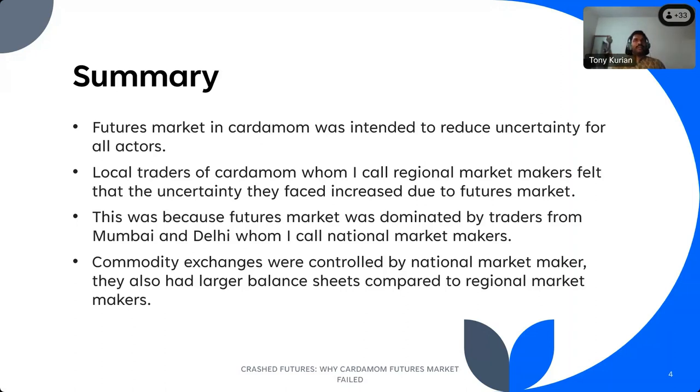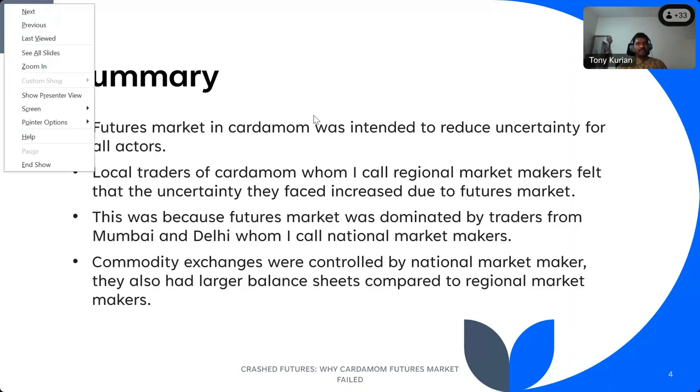So that's the broad summary account that I give in my thesis with regard to cardamom. We're going to now unravel this and see what it entails. That's the task at hand. So essentially, I'm trying to say that if cardamom futures fail, that's because there is some sort of class war in the market, and that class war resulted in a particular politics that resulted in the failure of cardamom futures.